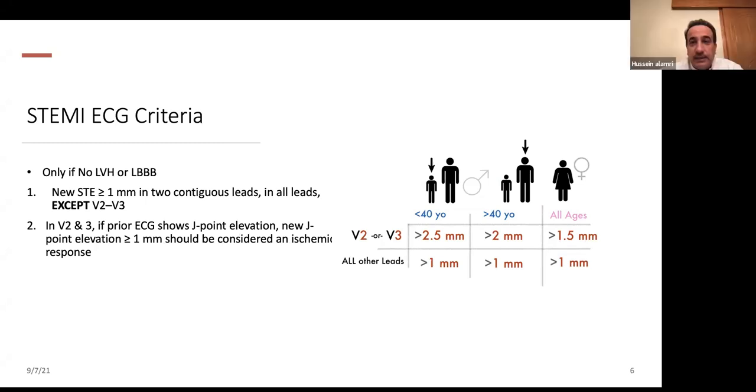The criteria that were put by the ACC/AHA guidelines and the ESC guidelines apply only when there is no LVH or left bundle branch block.